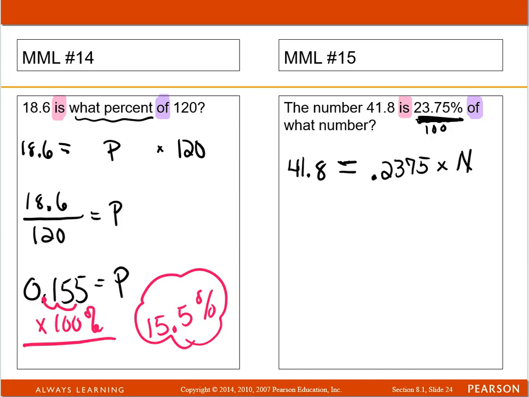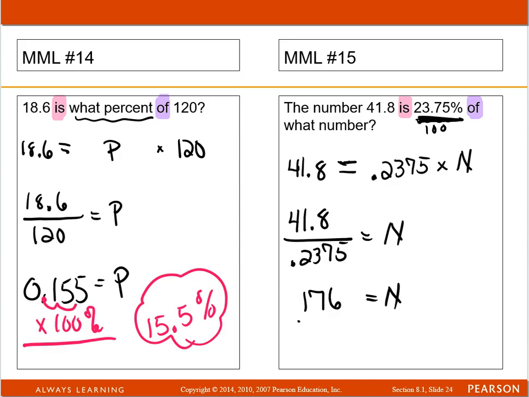So on this one, you'll have to divide. You'll have to take the 41.8 and divide it by the 0.2375. And so you and your calculator, 41.8 divided by 0.2375 equals 176. And that's my number. And that is 14 and 15.